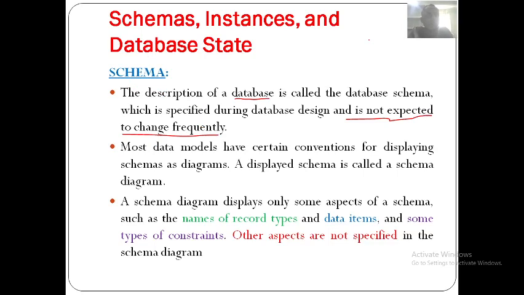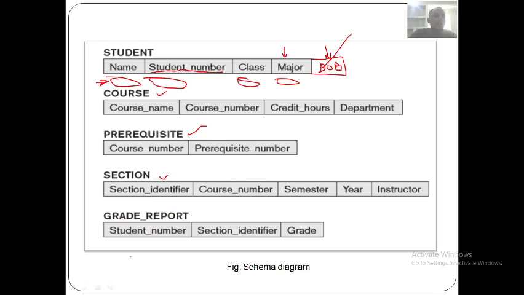Schema diagrams specify only some aspects of the schema, such as the name of a record type. The name of the record type here is the student table.